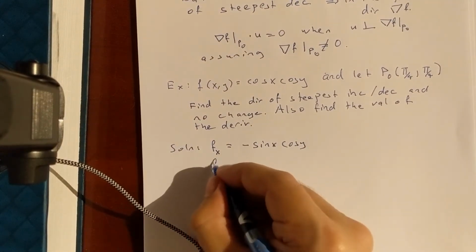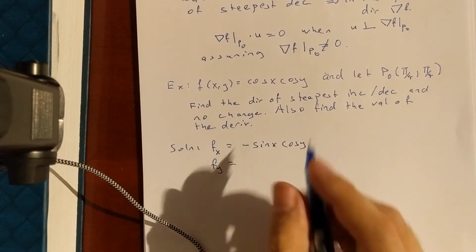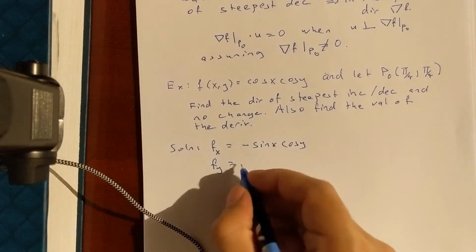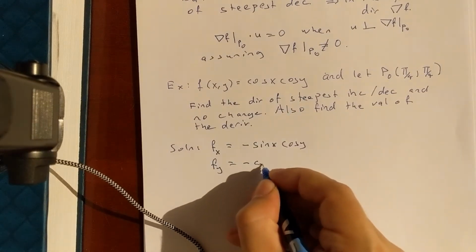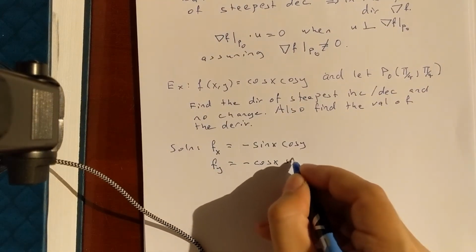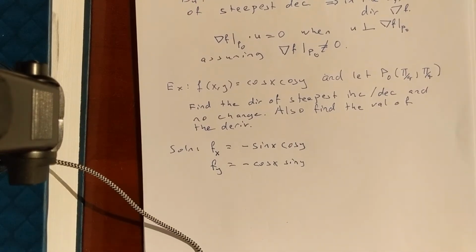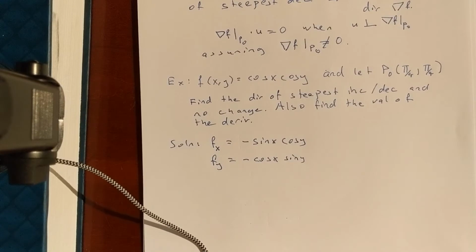Correct? And if we're talking about f sub y, now I'm treating this guy as a constant, so it's going to be minus sine y. So I'll put the minus in here. Okay? Minus cosine x sine y. It's actually cosine x times minus sine y, but I'll just pull the minus in front.